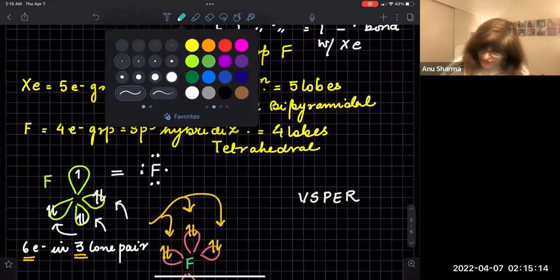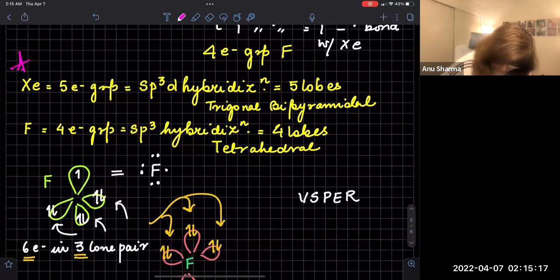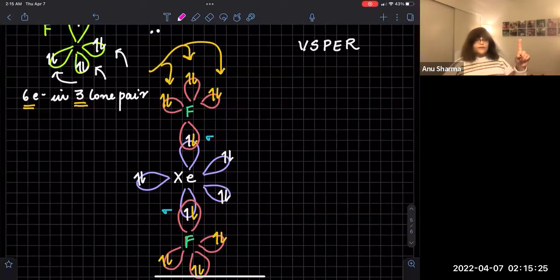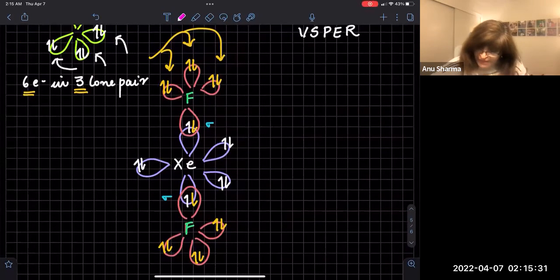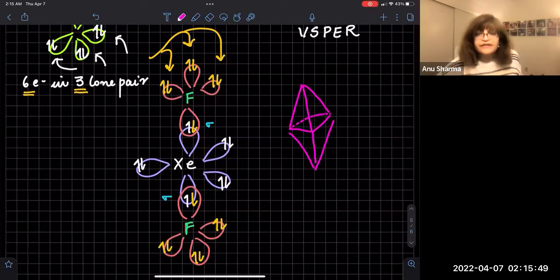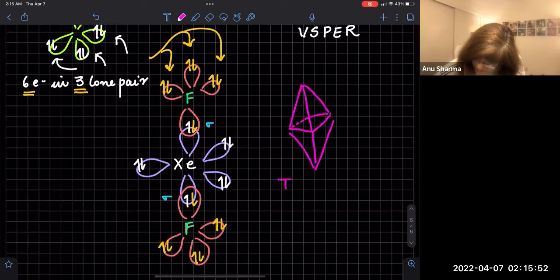Let me put this in a different color. Okay. So if you look at the shape, the fluorines are occupying the top and the bottom, and the lone pairs are on the flat side. So the shape is like a pyramid. So one pyramid on top of the other. So more or less like that, something similar to this line, so trigonal bipyramidal.